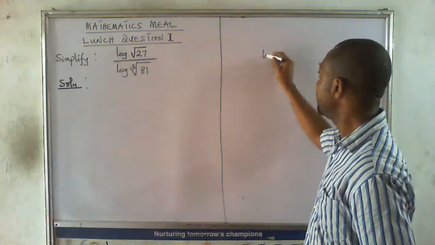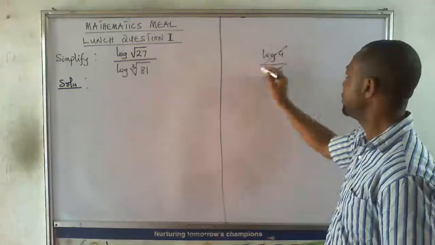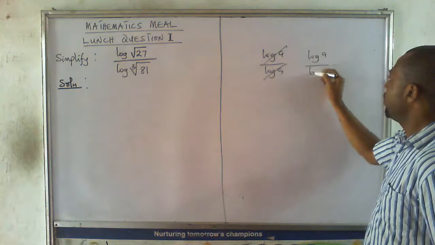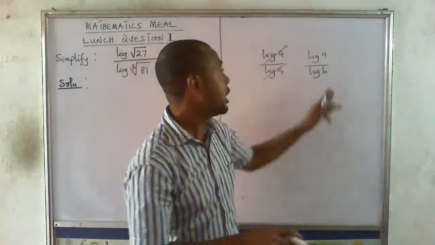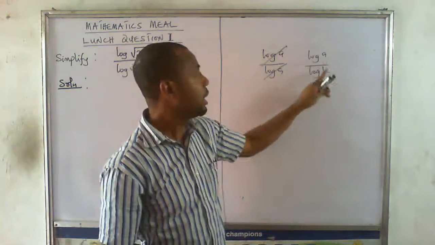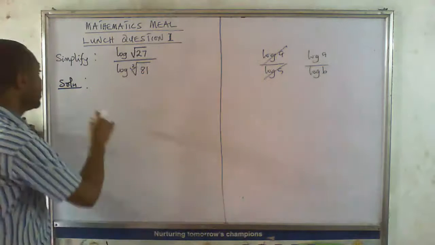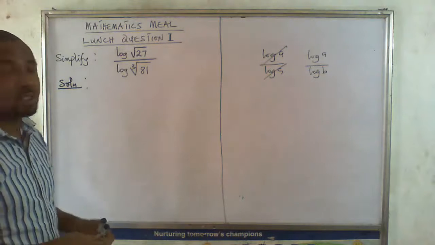And secondly, if we want to divide two logarithms, the numbers in the logarithm must be the same. So if I have log A over log A, it is possible because the numbers are the same. But if I have log A upon log B, it's not possible to divide this until I make sure that this number and this number are the same. That's the underlying principle that we are going to apply in solving this problem.